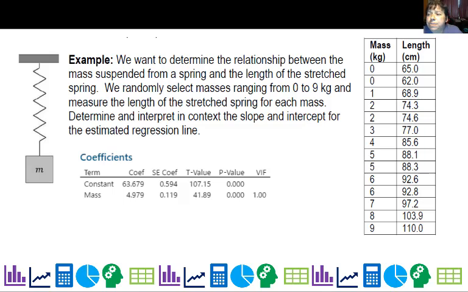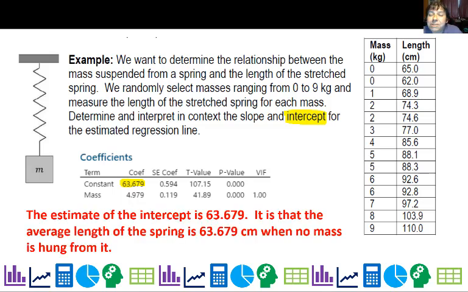So now, if we're going to interpret the intercept, that is the coefficient of the constant, all right? Basically, your x to the 0 power. And the estimate of the intercept is 63.679. It is that the average length of the spring is 63.679 centimeters when no mass is hung from it, all right? And notice the hedging there. We said the average. Don't say the length will be. So be careful with wording like that.